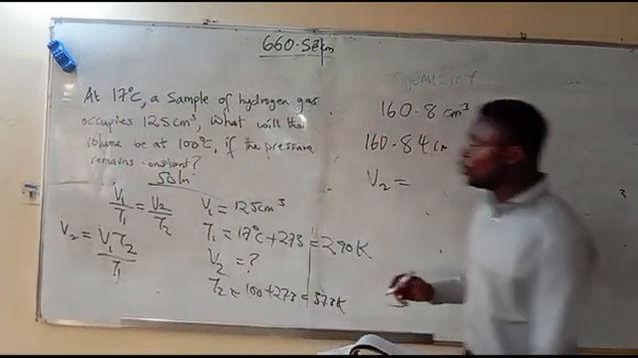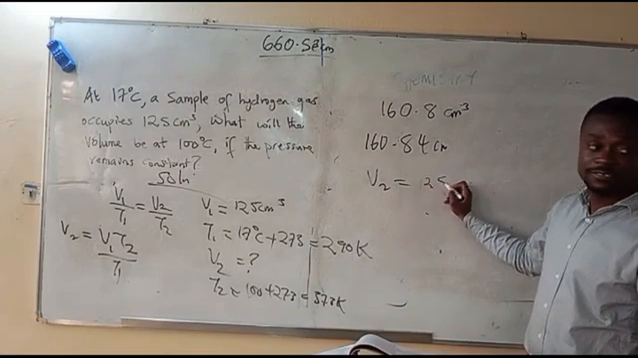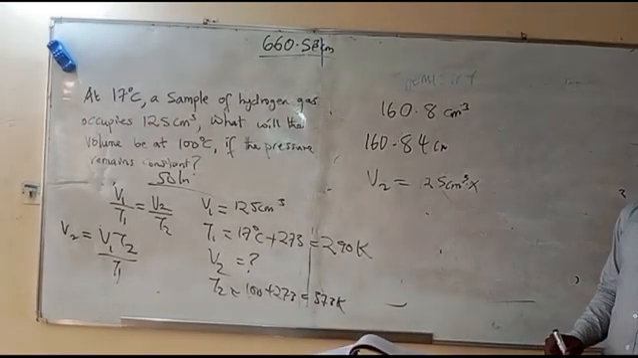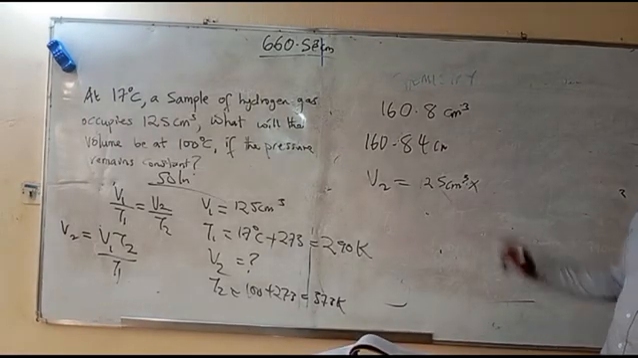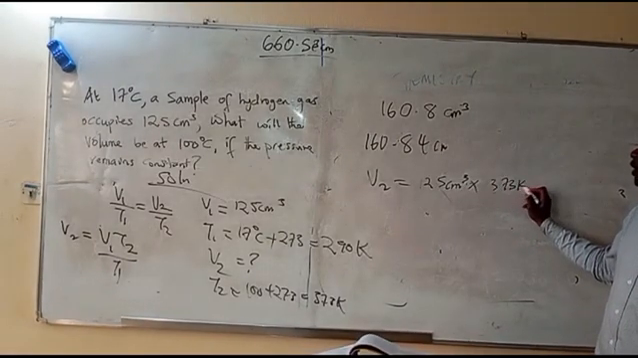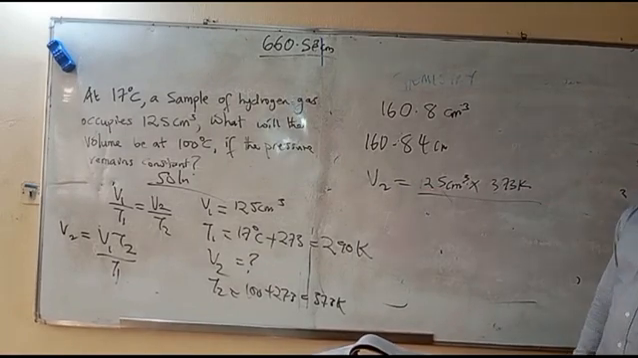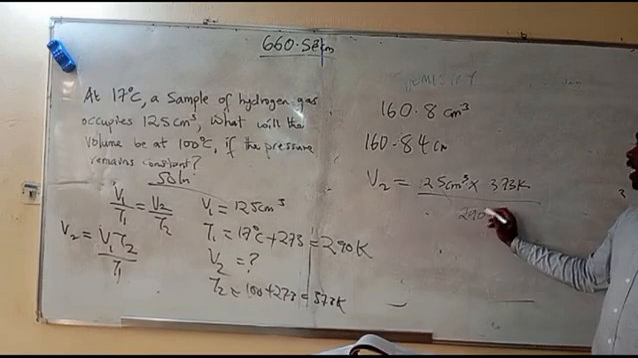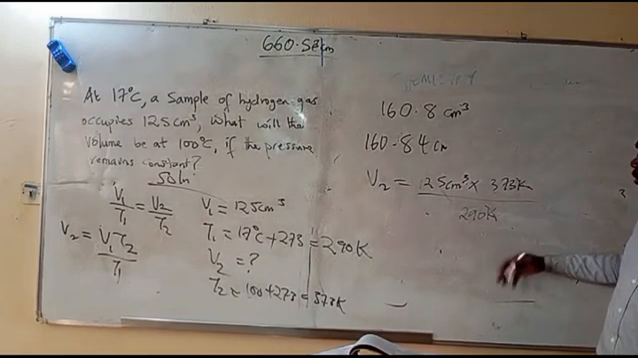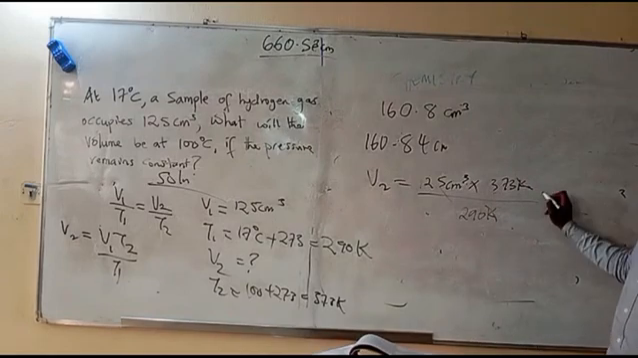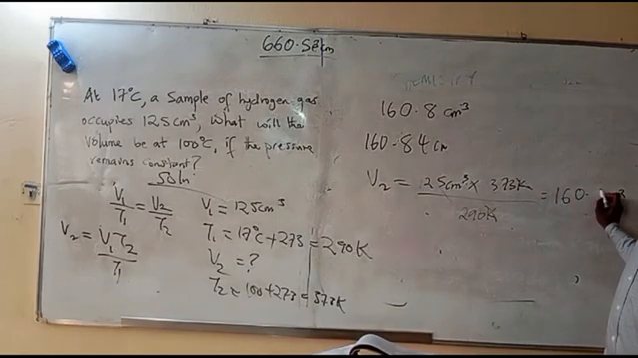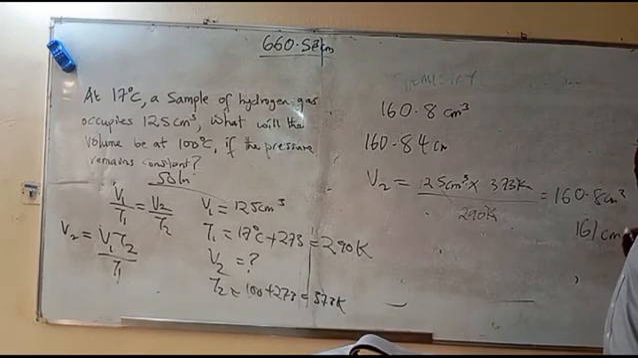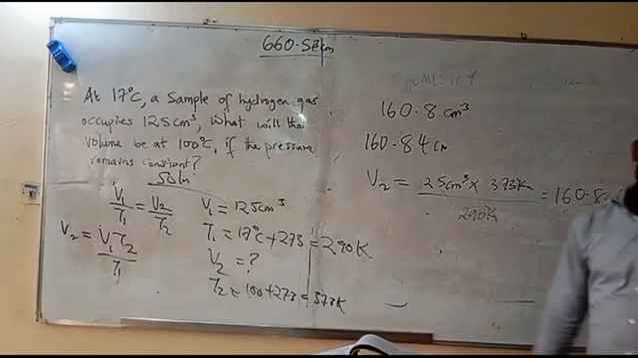So V2 is now equal to V1, which is 125 cm cube, times T2, which is 373 Kelvin, over T1, which is 290 Kelvin. So Kelvin will cancel Kelvin. What's the answer? 160.8. It's okay, you can leave it at 161. It's still not bad. Right, so that's the answer.